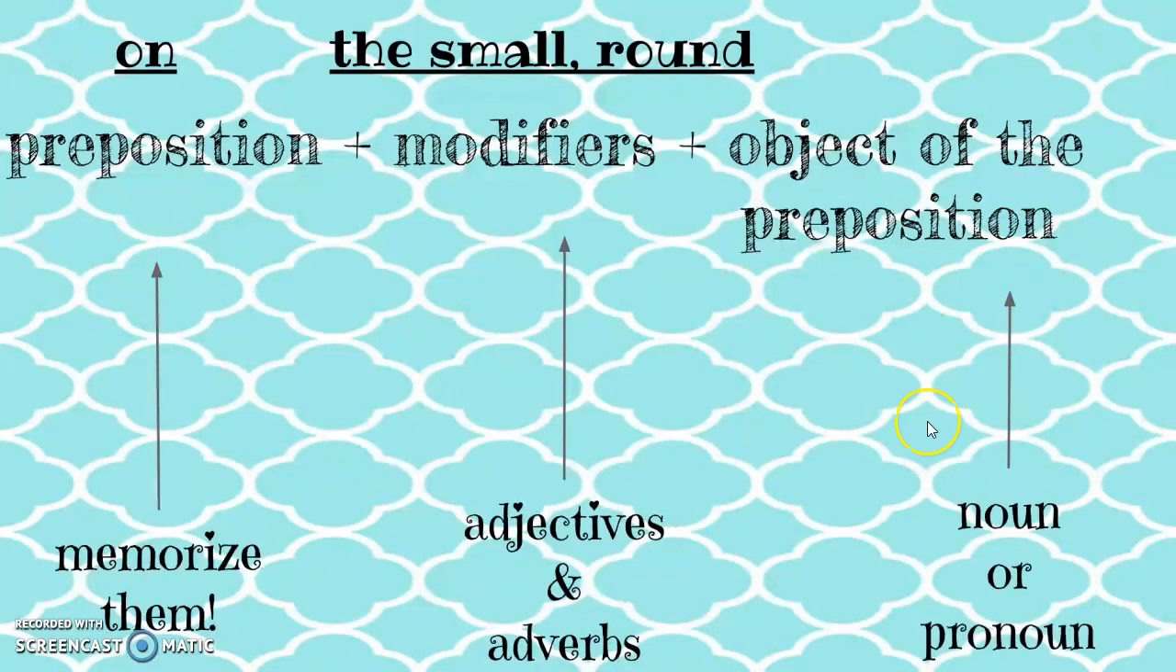And that noun or pronoun has a special job in that sentence. It's called the object of the preposition. And so in this sentence, it's on the small round table, and table is the noun. You'll notice there are no verbs. You're not allowed to have a verb in the middle. If you did see a verb in the middle, then it's doing something else. And we know it's not a preposition anymore.